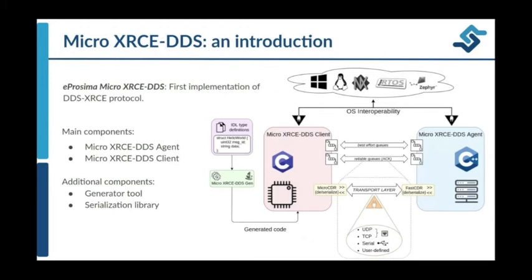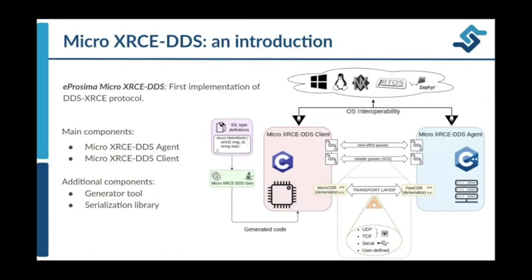So let me give an overview now of our implementation, which is the first implementation. So Micro XRCE-DDS is the first implementation of this DDS XRCE protocol, and is composed of some libraries, but the main libraries are the client and the agent. There are also other libraries, crucially a generator tool and a serialization library, but here we won't get into such a depth as to discuss them in detail. Okay, so we will just focus on the client and the agent.